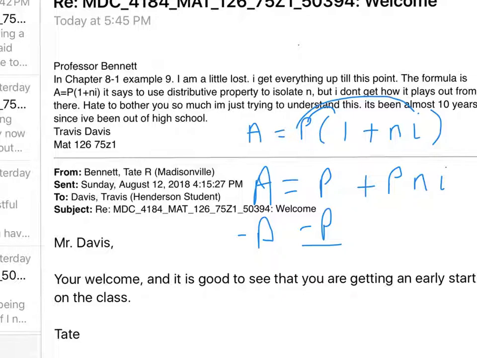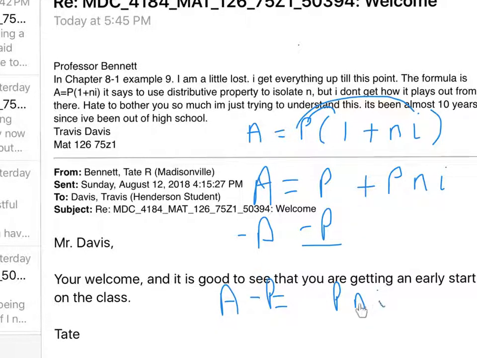And so that would give you a minus p equals p n I. So you subtract p from each side, and so it'd be just a minus p here. This would be 0. It'd be p n I.